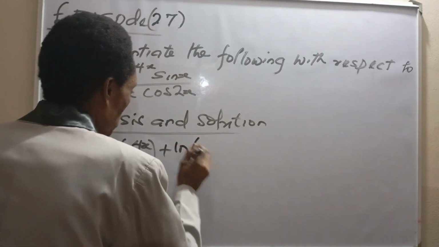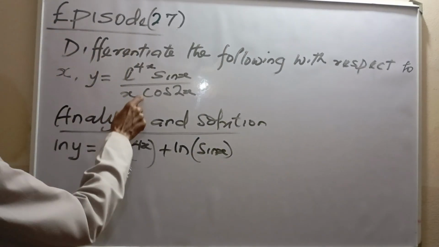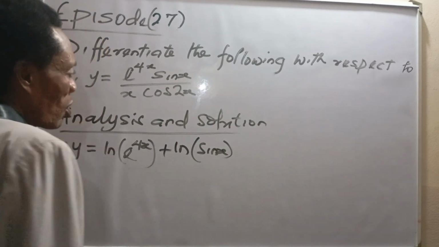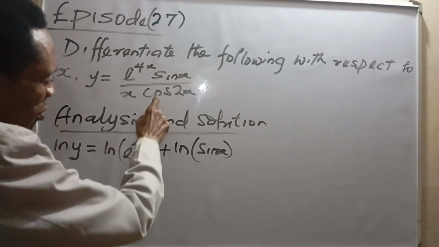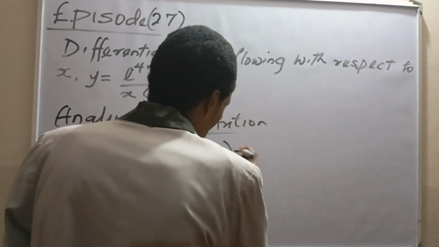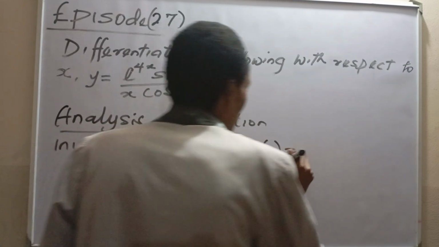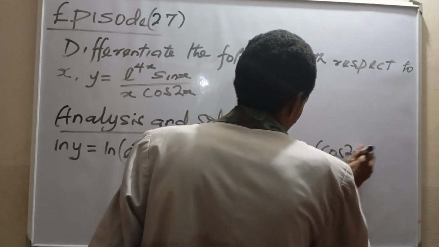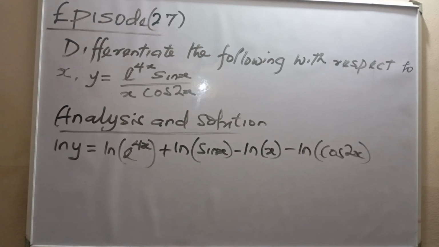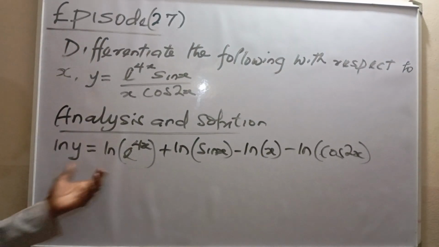Okay, then division we change to subtraction. This is division of numbers, then subtraction of log values. So it will be minus ln x, minus ln of cos 2x. Okay? So this is how you start. So you discover that everything has been put in log form. So from this place, we cannot differentiate.